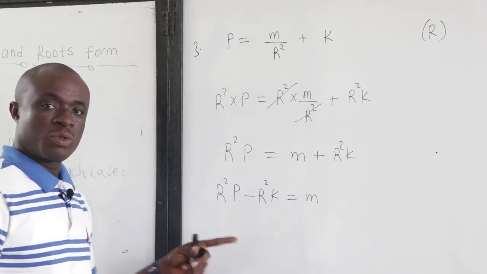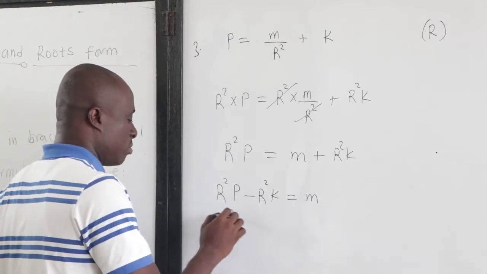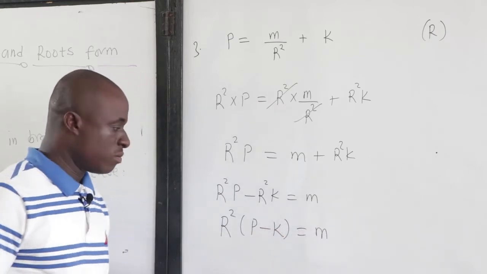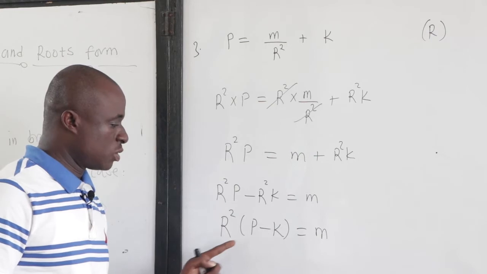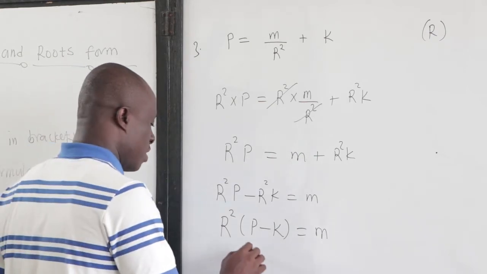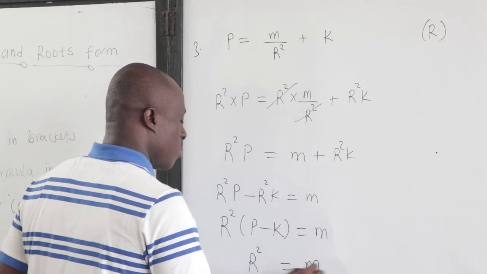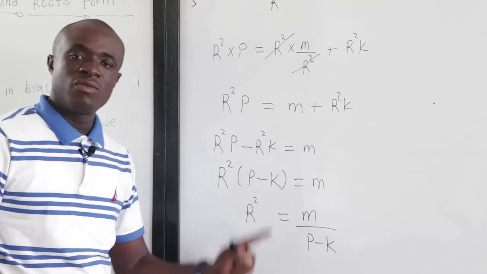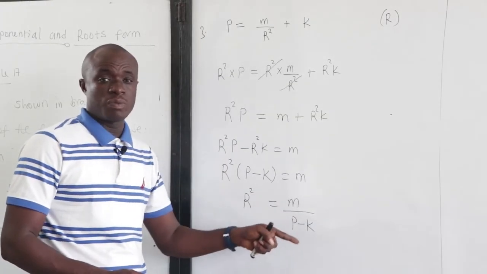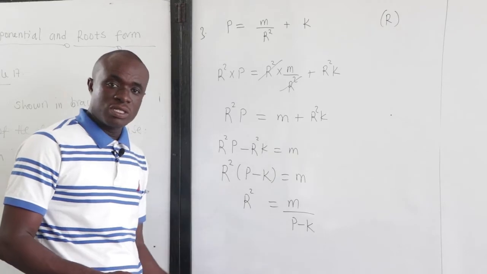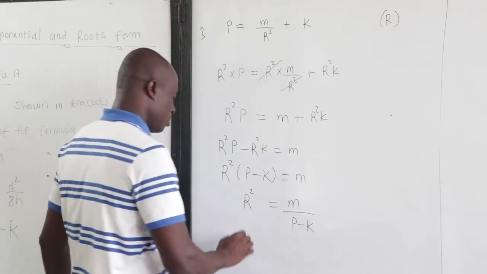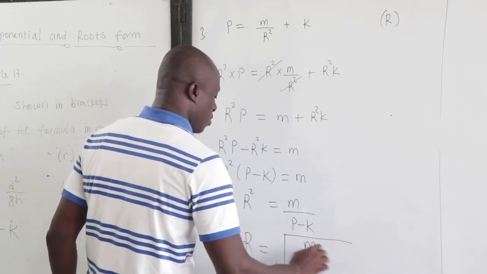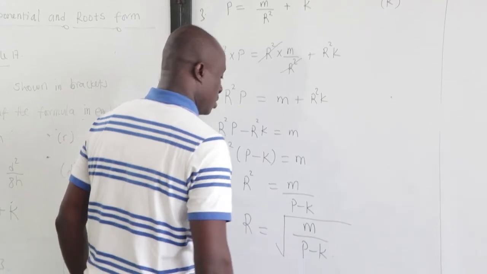What can we see? r squared is common, so we can factorize the r squared out. p minus k equal to m. We want to make r squared the subject, so we divide by what is multiplying it. So you have r squared equal to m over p minus k. Now from here we can take the positive square root. When you take the square root, it's going to be plus or minus, but here I want to take the positive square root. So the square will now go to square root of m all over p minus k.